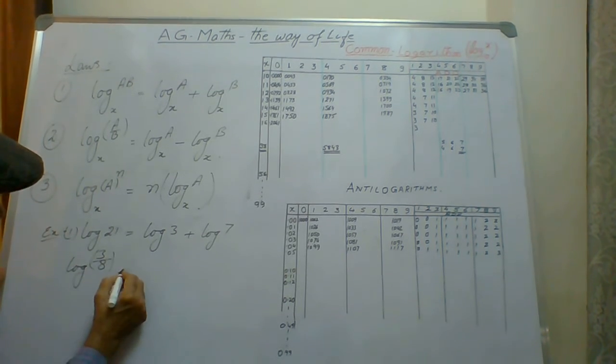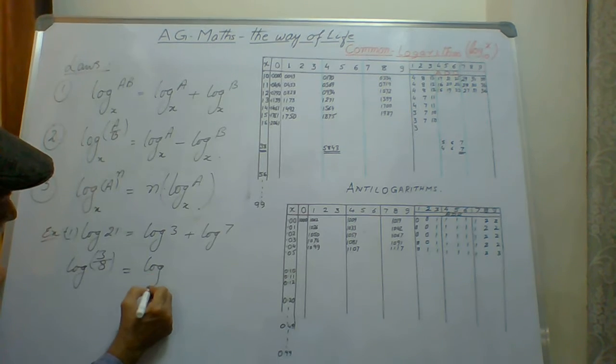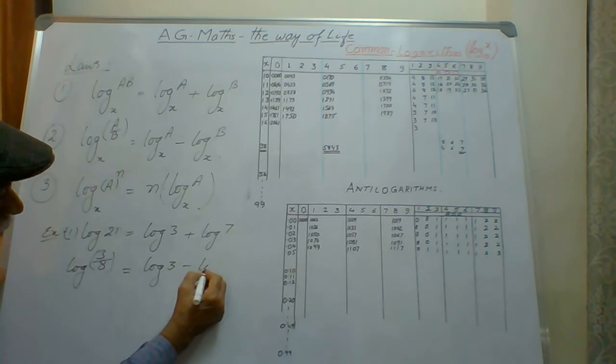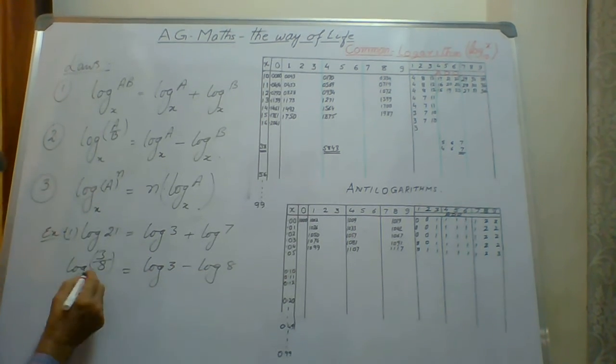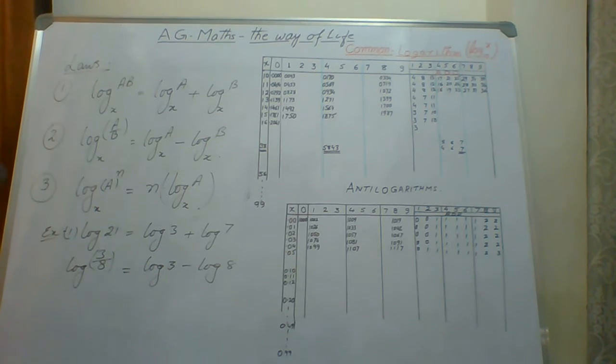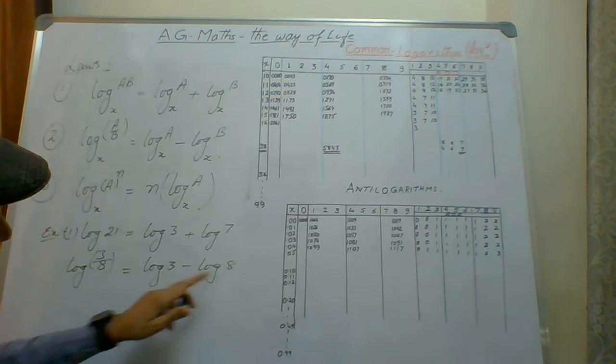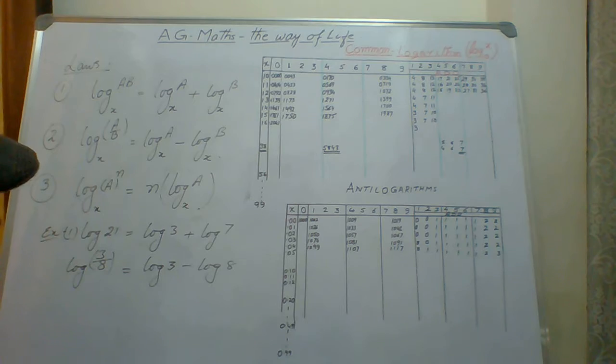Similarly, for the next example, if it is the log of a division, 3 over 8, then we write again log of 3 minus log of 8. Never write log 8 minus log 3. The numerator is written first, then the denominator. So log of 3 minus log of 8.